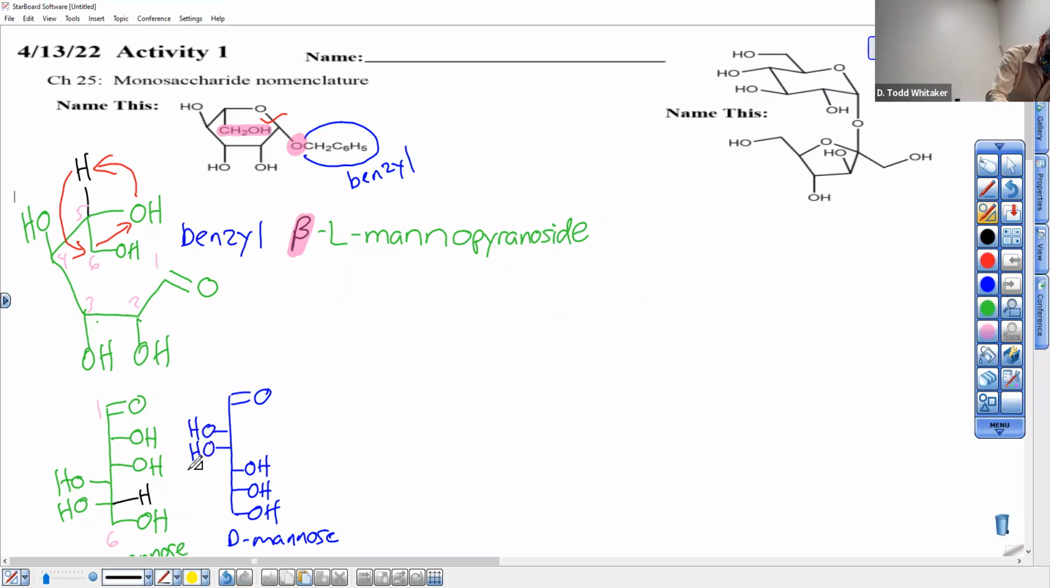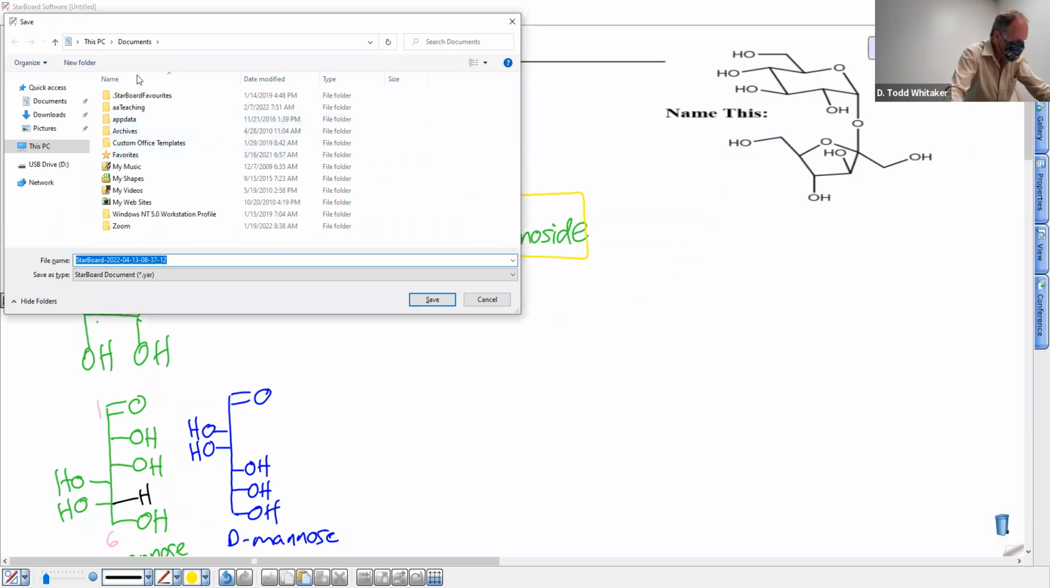Yellow. Nice. Okay. We didn't save our document yet.